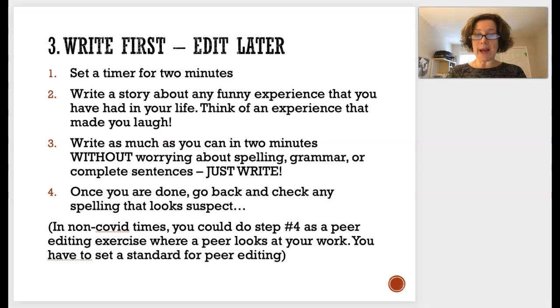Once you are done, go back and check any spelling that looks suspect. In non-COVID times, you could do step 4 as a peer editing exercise where a peer looks at your work. You have to set a standard, again, for peer editing. So if you were in the classroom, you could substitute number 4. Okay, so I actually want you to do that. Just write and then discuss philosophy and pros and cons.